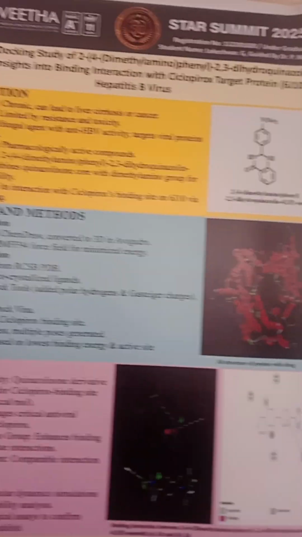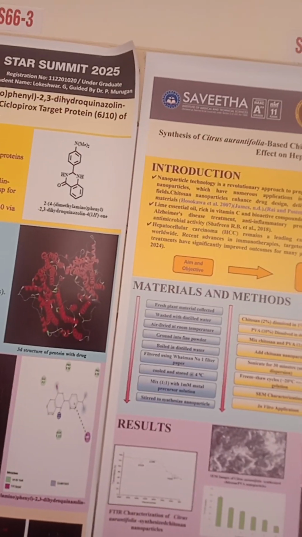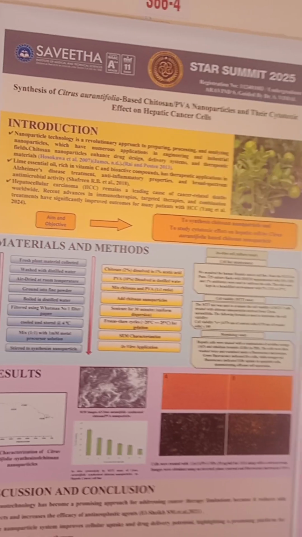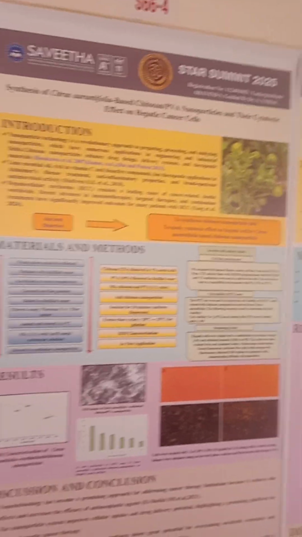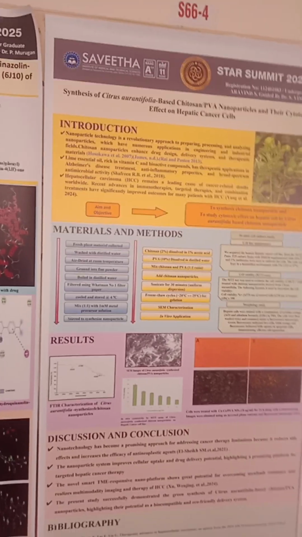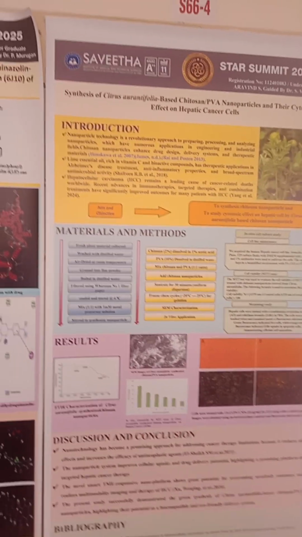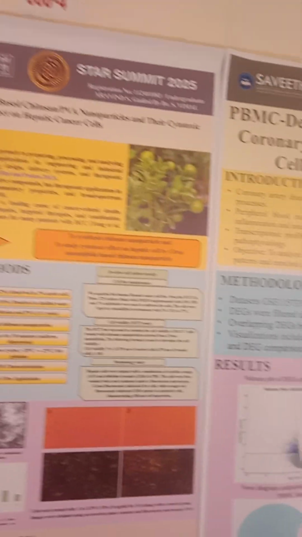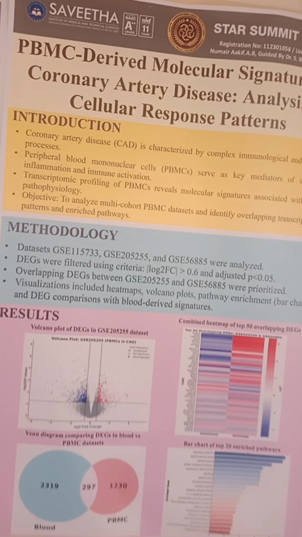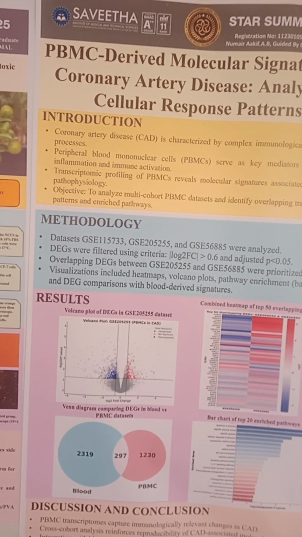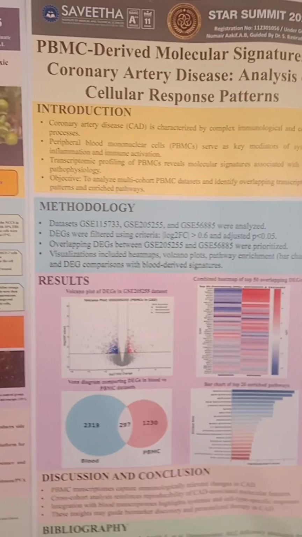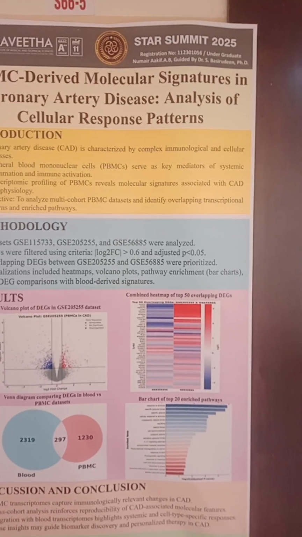You see, the focus is on antiviral and antibacterial materials. Apart from drugs for diabetes and cancer therapy. Synthesis of Citrus aurantifolia based chitosan PVA nanoparticles and their cytotoxic effect on hepatic cancer cells by Arvind. PBMC derived molecular signatures in coronary artery disease, analysis of cellular response patterns by Nomoer Akif.